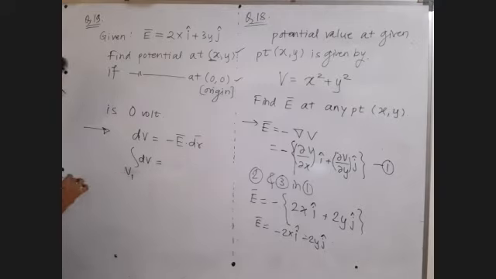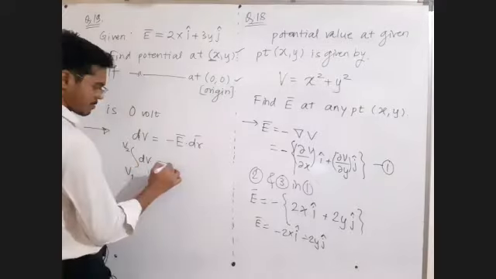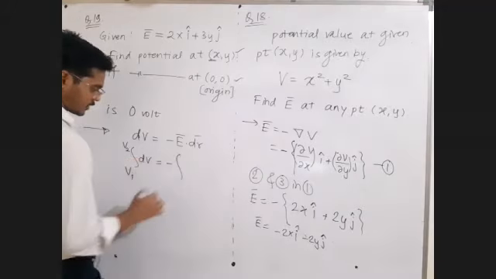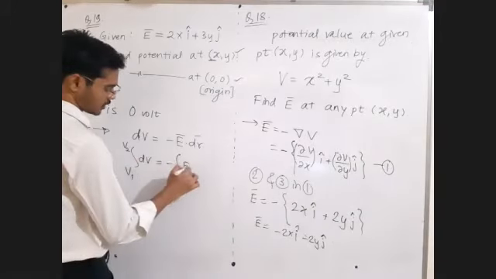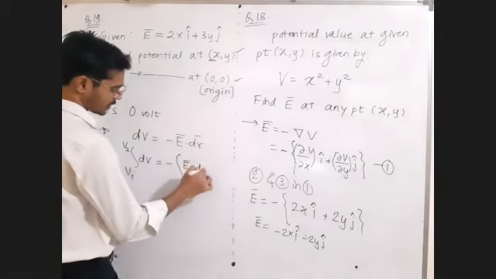First point is origin. Second point is given point. Fine. Minus, of course, integration is there. Taking integration on both these sides, E bar dot dr bar as it is.